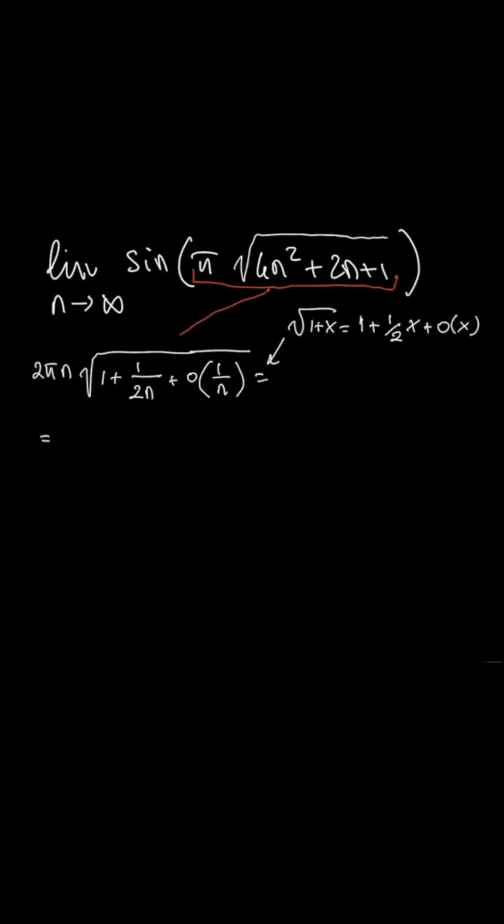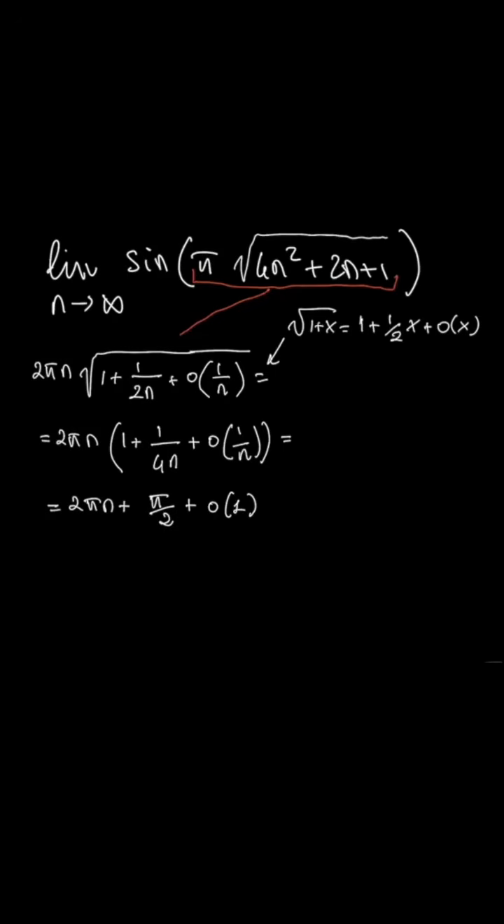We know that the square root of 1 plus x is 1 plus x over 2 plus little o of x. Applying this formula, our expression becomes 2 pi n multiplied by 1 plus 1 over 4n plus little o of 1 over n. Now we multiply everything out, so the whole expression simplifies to 2 pi n plus pi over 2 plus little o of 1.